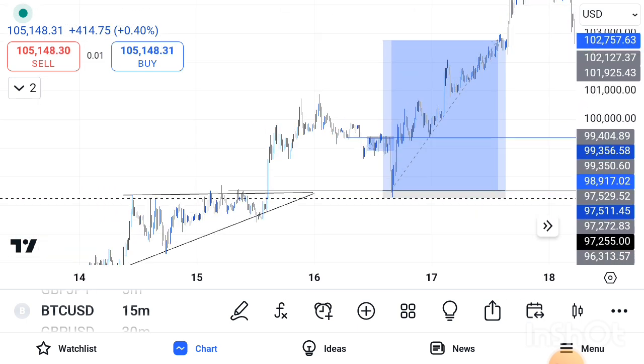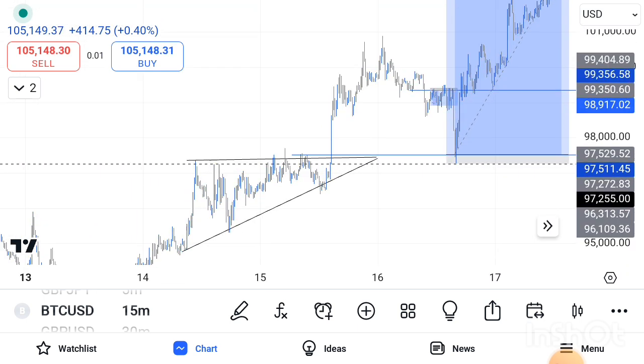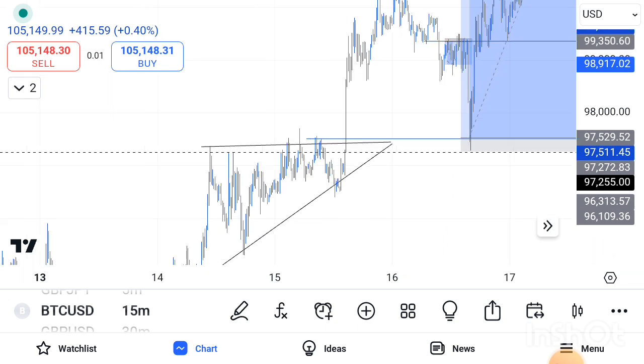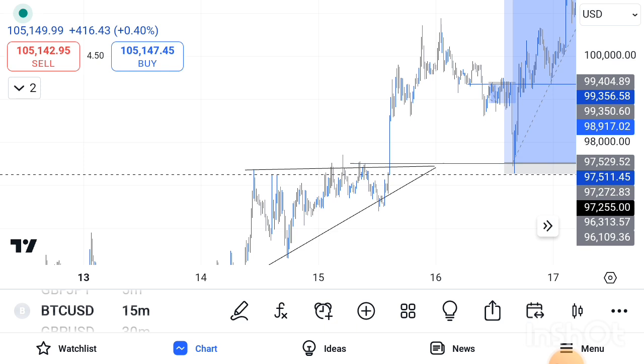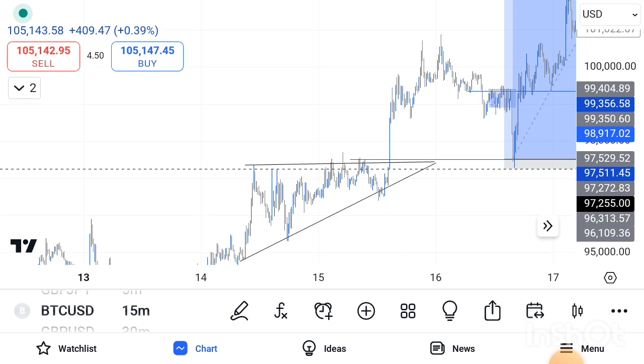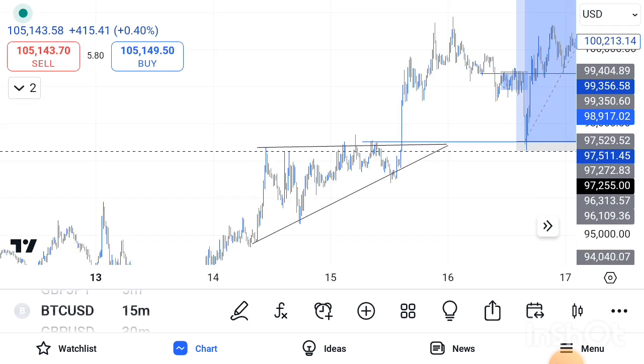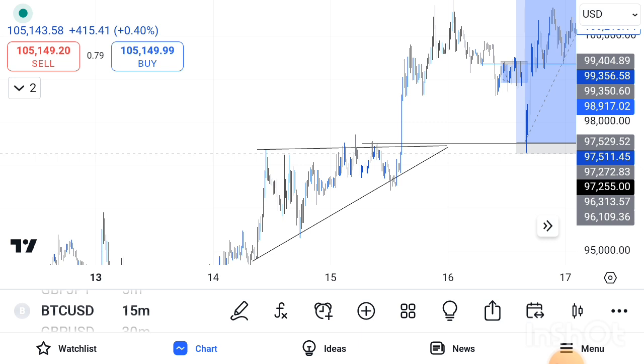So right here we are looking at an ascending triangle. This is an ascending triangle. Now when you hear the word ascending, we all know it's going up. So in this kind of setup, we are looking to buy. We don't want to sell, we want to buy. And if you can see, that is what happened. The market broke above and went up massively.